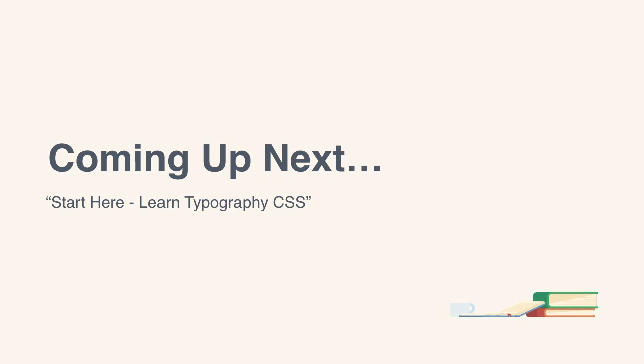So in the next course, you'll learn about CSS font properties. You'll learn about using web-safe fonts and custom fonts, font stacks. You'll learn about how to control spacing with things like line height and margins. You'll learn about the types of units that you can use in typography. You'll learn more about controlling the display of heading tags and paragraph tags. And then we're going to take the web page that you just created at the end of this course, and we're going to style its typography based on everything that you learn in the next course. So look out for Start Here, Learn Typography CSS.